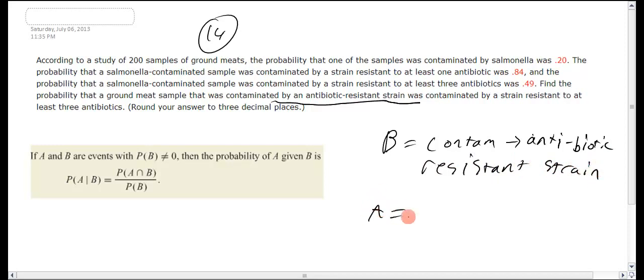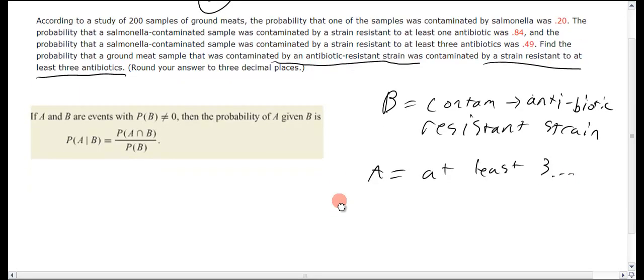Now A will be the other part, so it's given that it's contaminated by an antibiotic resistant strain, what's the probability that it was contaminated by a strain resistant to at least 3? So therefore this is going to be the at least 3 event. Okay, so now that's our definition. So if you need a little more of a hint, there's a little more. That's how we're looking to substitute this stuff in.